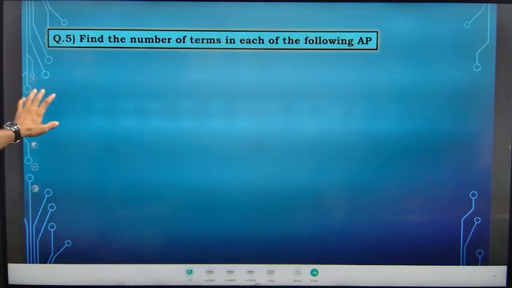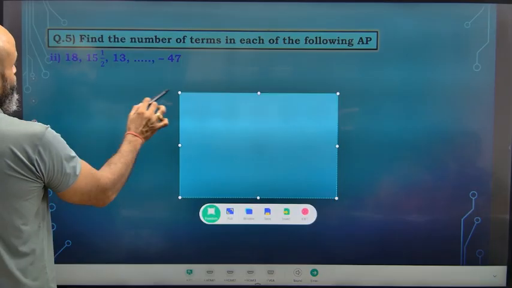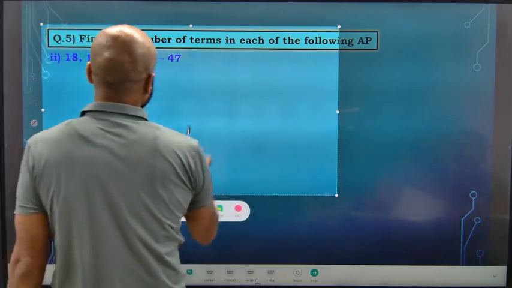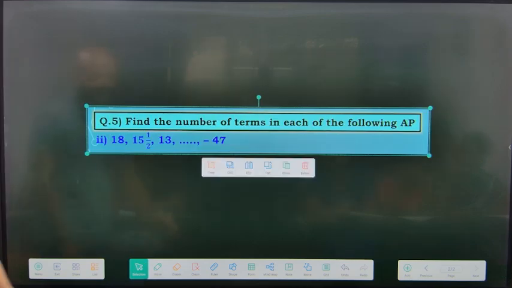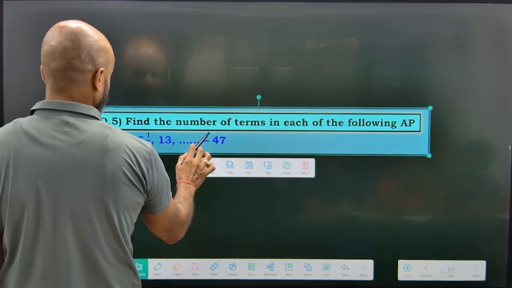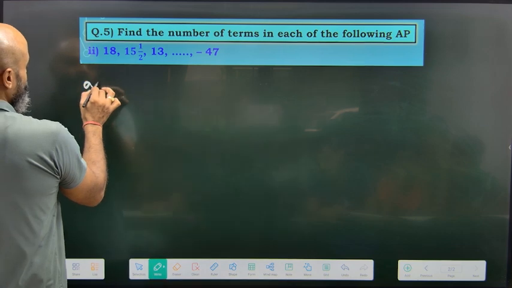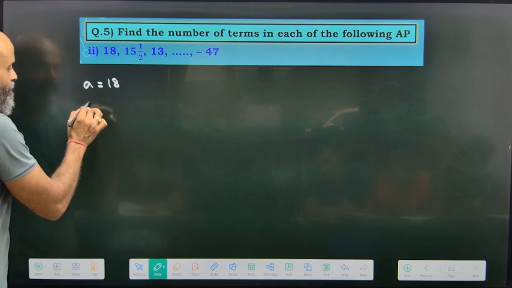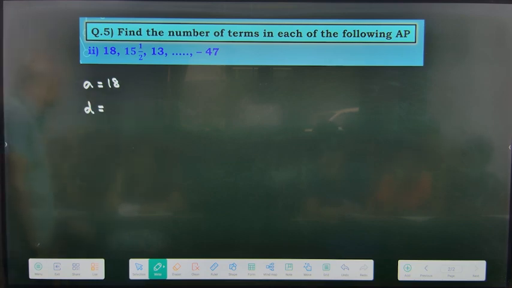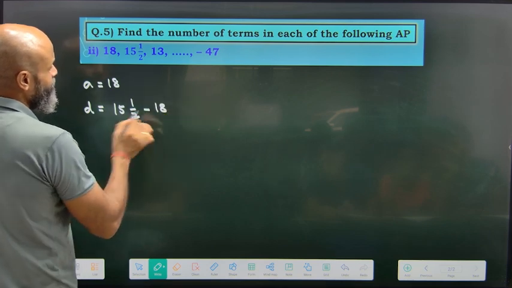Find the number of terms in each of the following APs. Quick. 18, 15 and a half, and the last term here is minus 47. So what is the first term here? The first term here is how much? 18. Okay. What is the value of d? d is equal to how much? Good. 15 and a half minus 18. Okay, how much would this be?